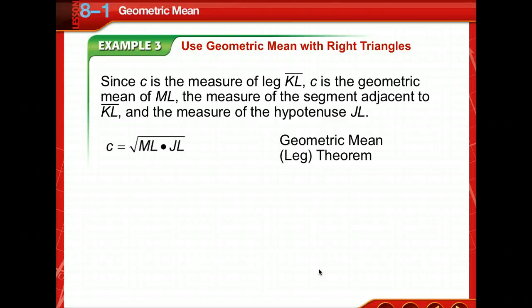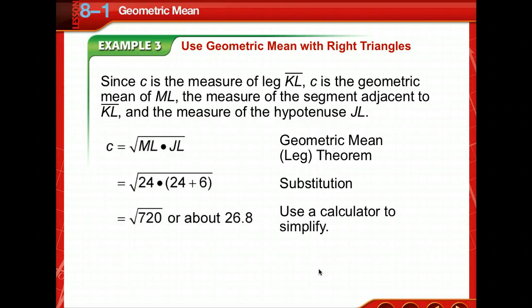So now let's find the measure of C. C is the geometric mean of ML. So C is equal to the square root of ML times JL, the measure of the segment adjacent to KL. That's the square root of 24 times 24 plus 6. So that's the square root of 720, or about 26.8. So we've got an exact value for E because it was the square root of 144, but these other two are approximations.